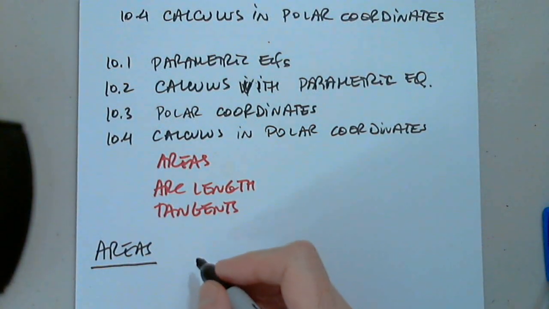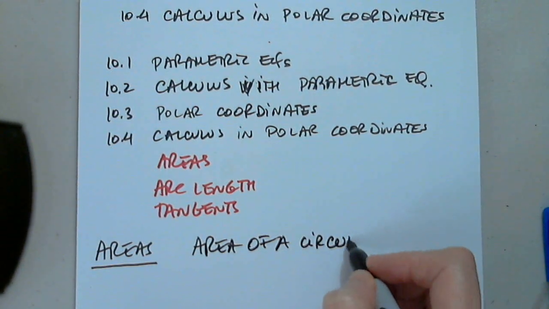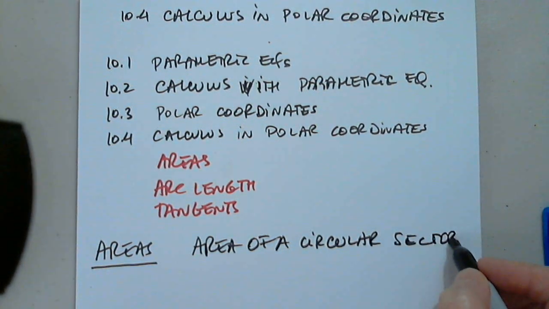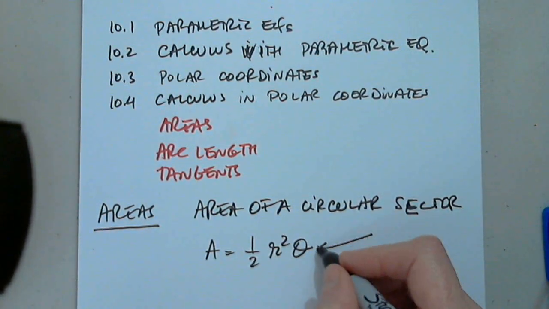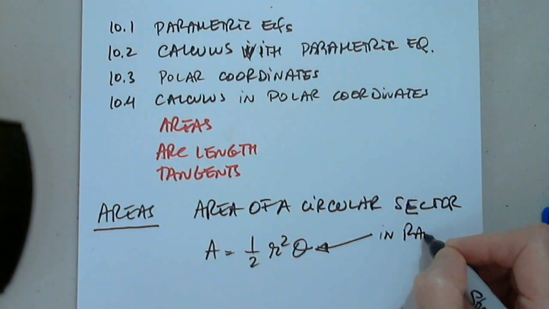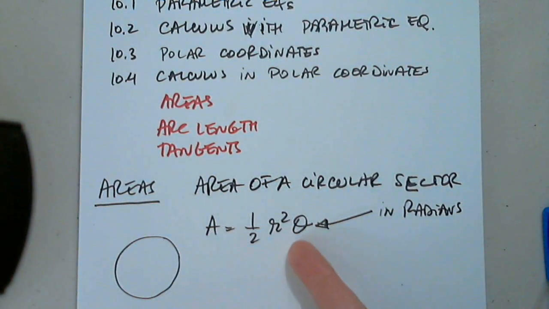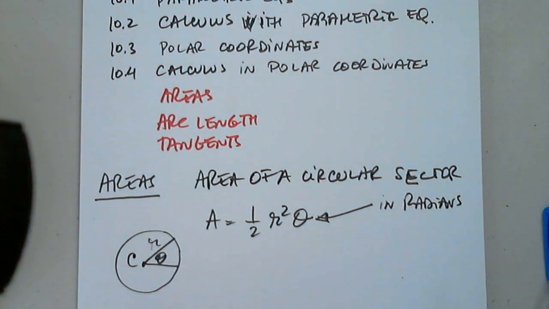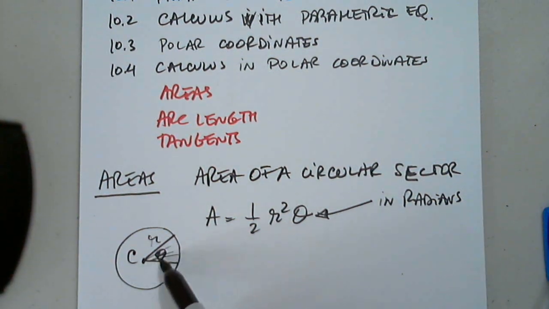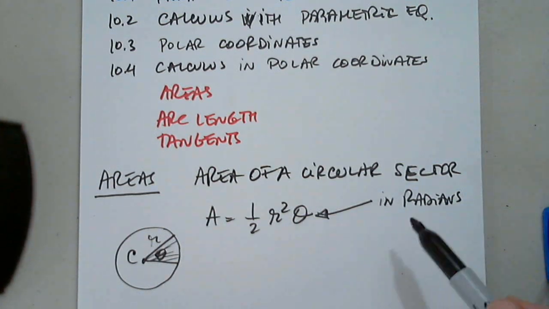So if you remember the area of a circular sector is A equals 1/2 r squared theta, mandatory theta in radians. So what does this mean? Well, if we have a central angle theta, and if we want to determine this area in a circle with a radius r, the area of this circular sector has this formula: 1/2 the radius squared times theta, but theta in radians.